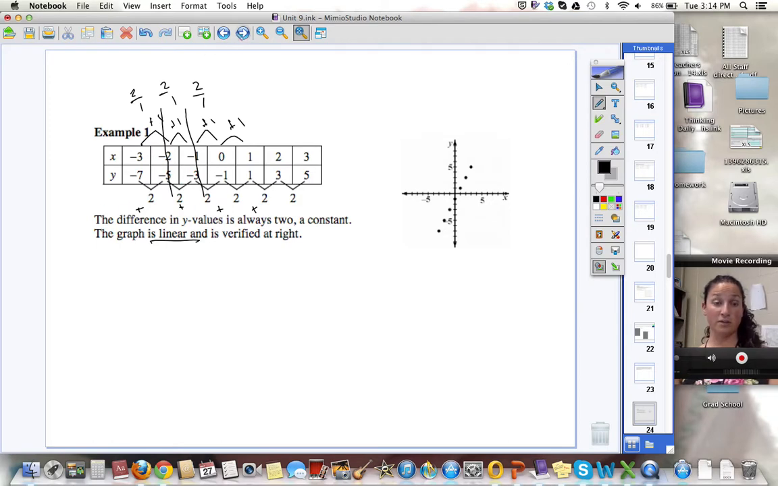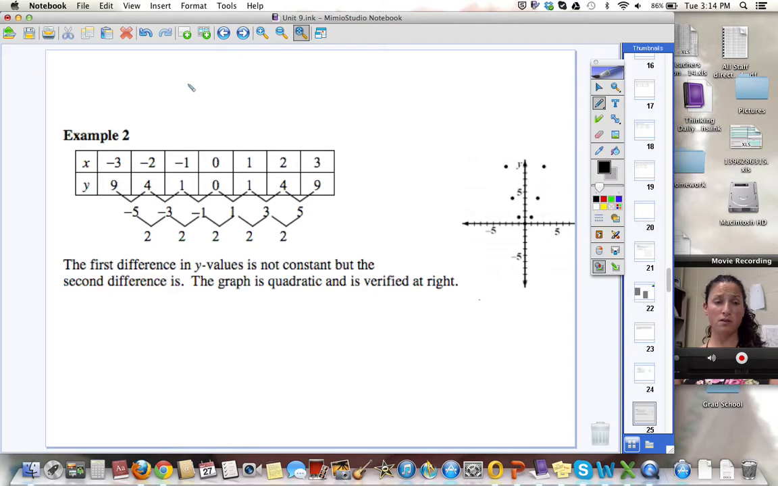I'm going to jump now to quadratic. So if I look at this, if I'm trying to think of it, 9 times some number can give me 4, whatever that is. This would be 9 times 0.11111, but that times 4 does not give me 1, so it can't be a multiplier. So 9 times 0.1 gives me 4, and then 4 times 0.1 gives me 4.4. So this can't be exponential.